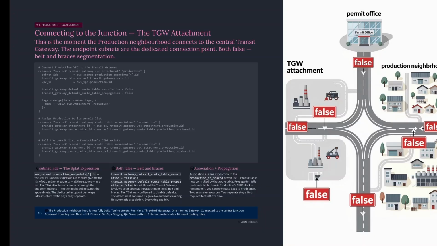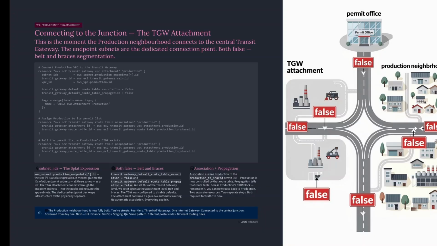The dedicated endpoint tier. transit_gateway_default_route_table_association: false. transit_gateway_default_route_table_propagation: false. Both false. We set this at the resource level too, not just in the transit gateway itself. Belt and braces. The transit gateway was configured to disable defaults, and the attachment confirms it again. No automatic routing, no automatic association, everything explicit.